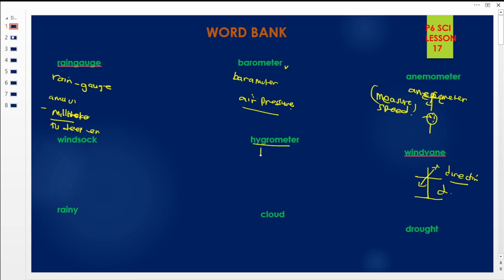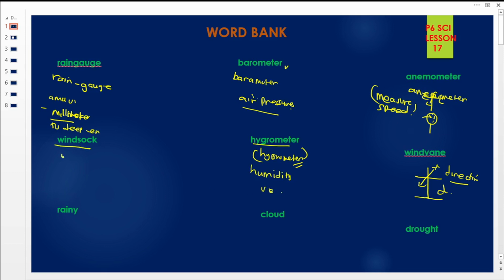Then this one is the hygrometer. This hygrometer is an instrument which we use to measure humidity. Remember, humidity is the amount of water vapor in the atmosphere.